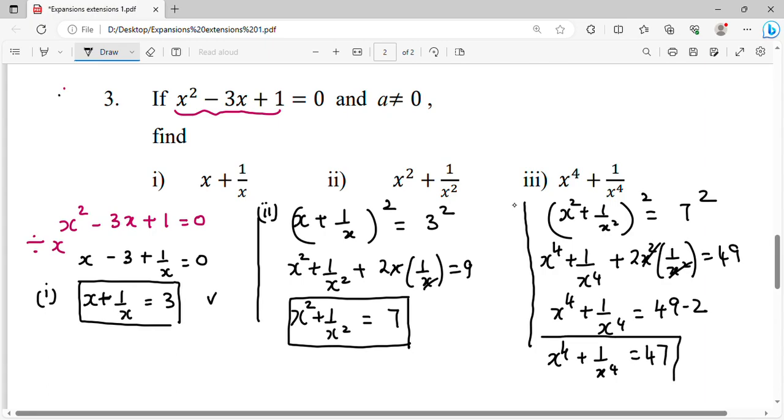So this is as easy as this, but all you need to do is think a little bit and understand what you're supposed to do, whether you're squaring or whether you need to divide by something to get the necessary answer. Hope you have understood this session.